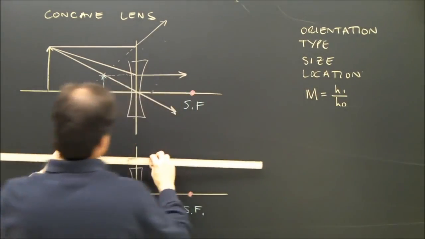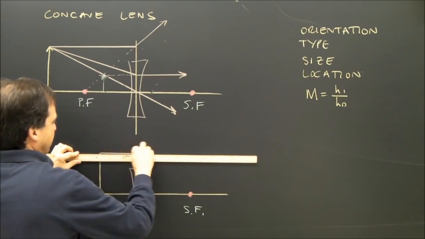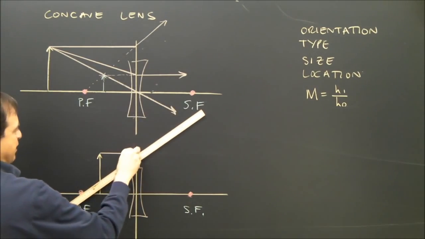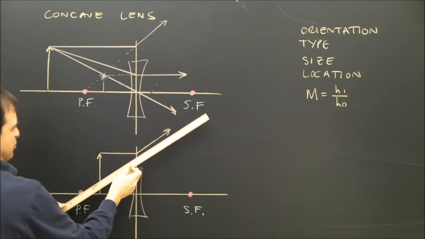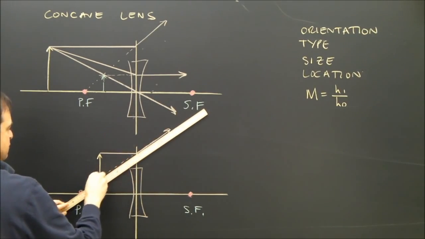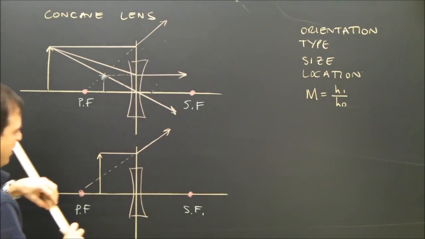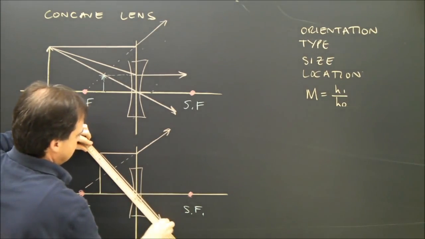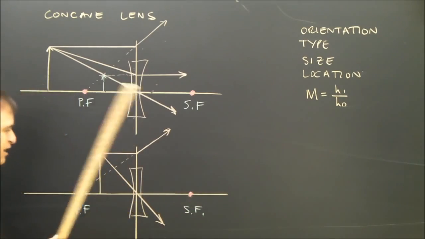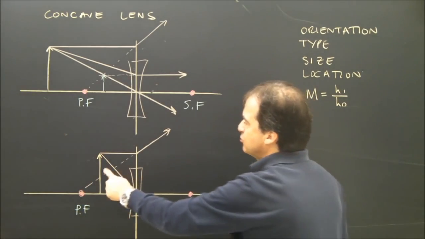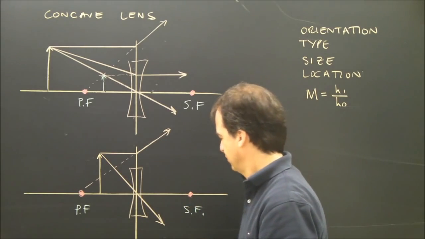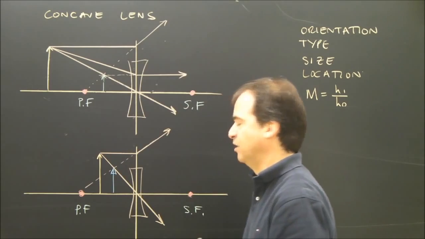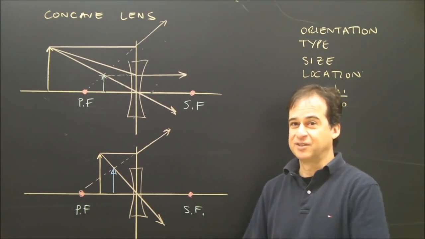So let's look at what we did. A parallel ray bends through the primary focus. So that's the one that I bent, so I could trace back through the primary focus. A center ray goes directly through the center, like that. So these two rays meet right here. This is my image.